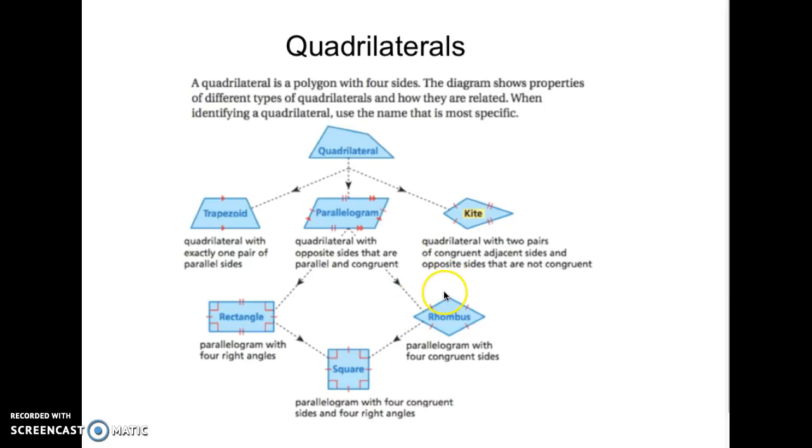So a rhombus is a parallelogram with four congruent sides. So all the sides are the same. And we see parallel sides, parallel sides. And then last we have a square, which is a parallelogram with four congruent sides and four right angles. So you see the little squares, the red square telling us that it's a right angle, 90 degrees, and all four sides are the same.